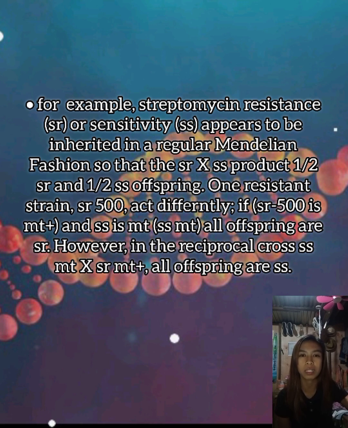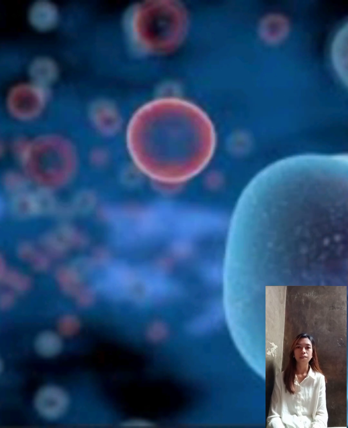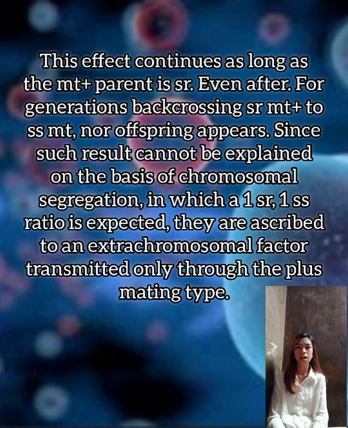so the SR times SS products are 1/2 SR and 1/2 SS. However, for one resistant strain, if the mt+ parent is SR and the mt- parent is SS, all offspring are SR. On the reciprocal cross, SS mt+ times SR mt-, all offspring are SS. This effect continues as long as the mt+ parent is SR, even after 4 generations of backcrossing.